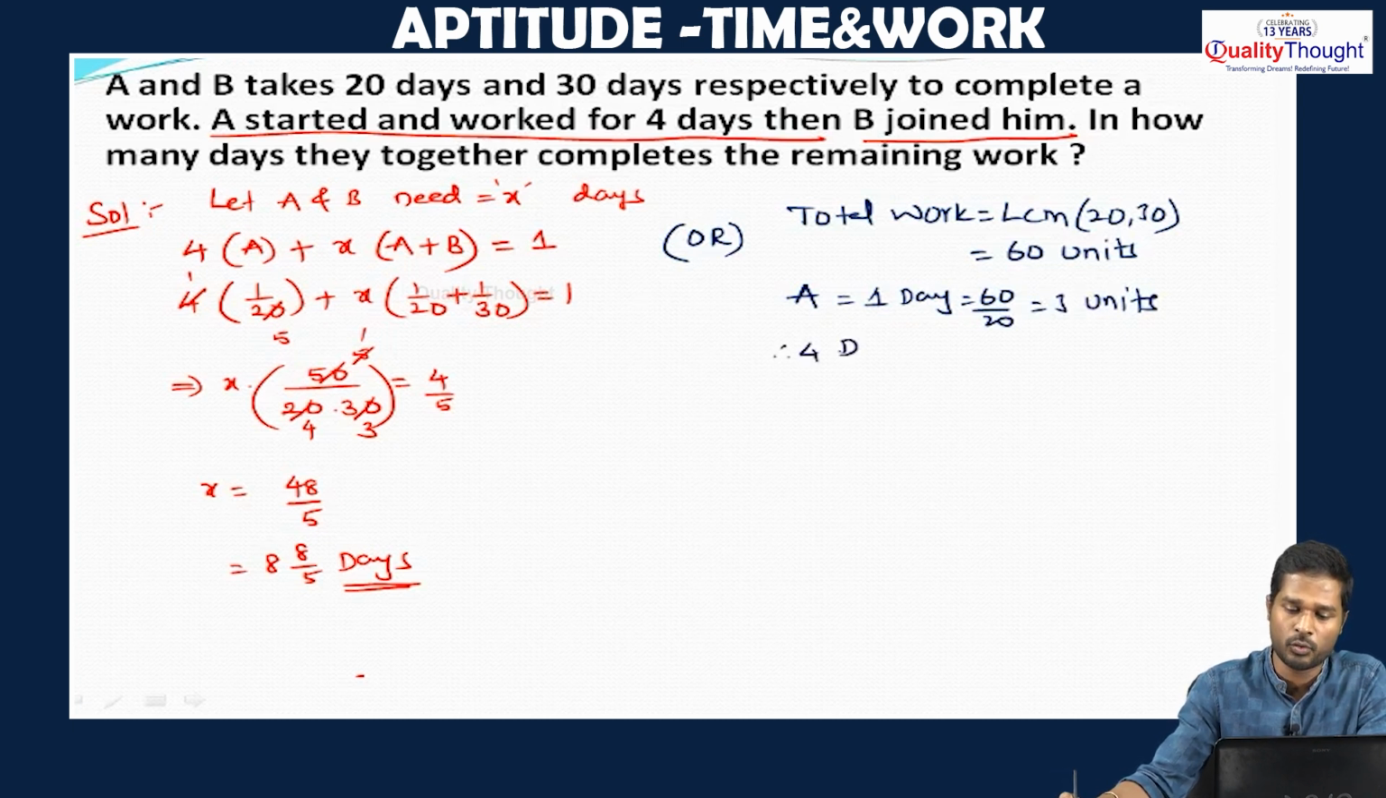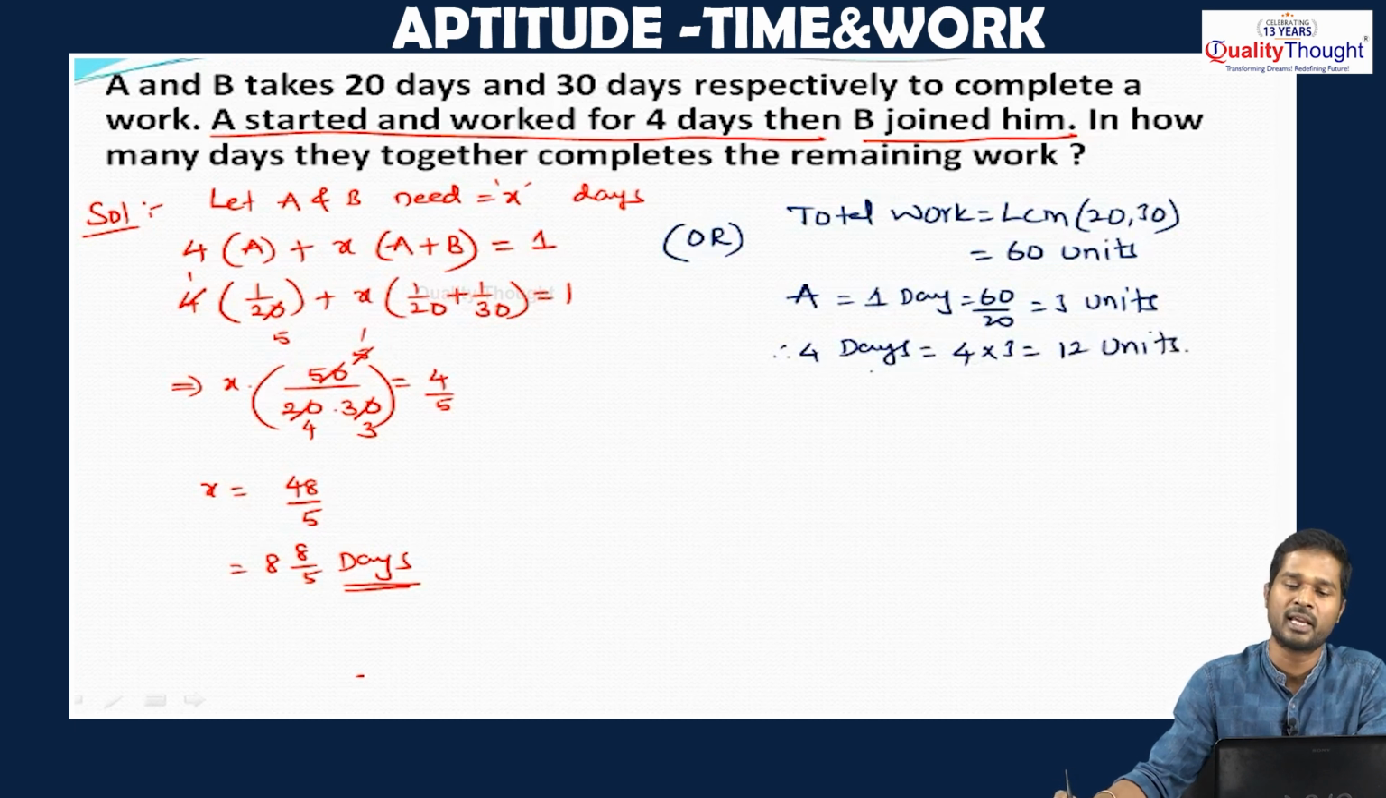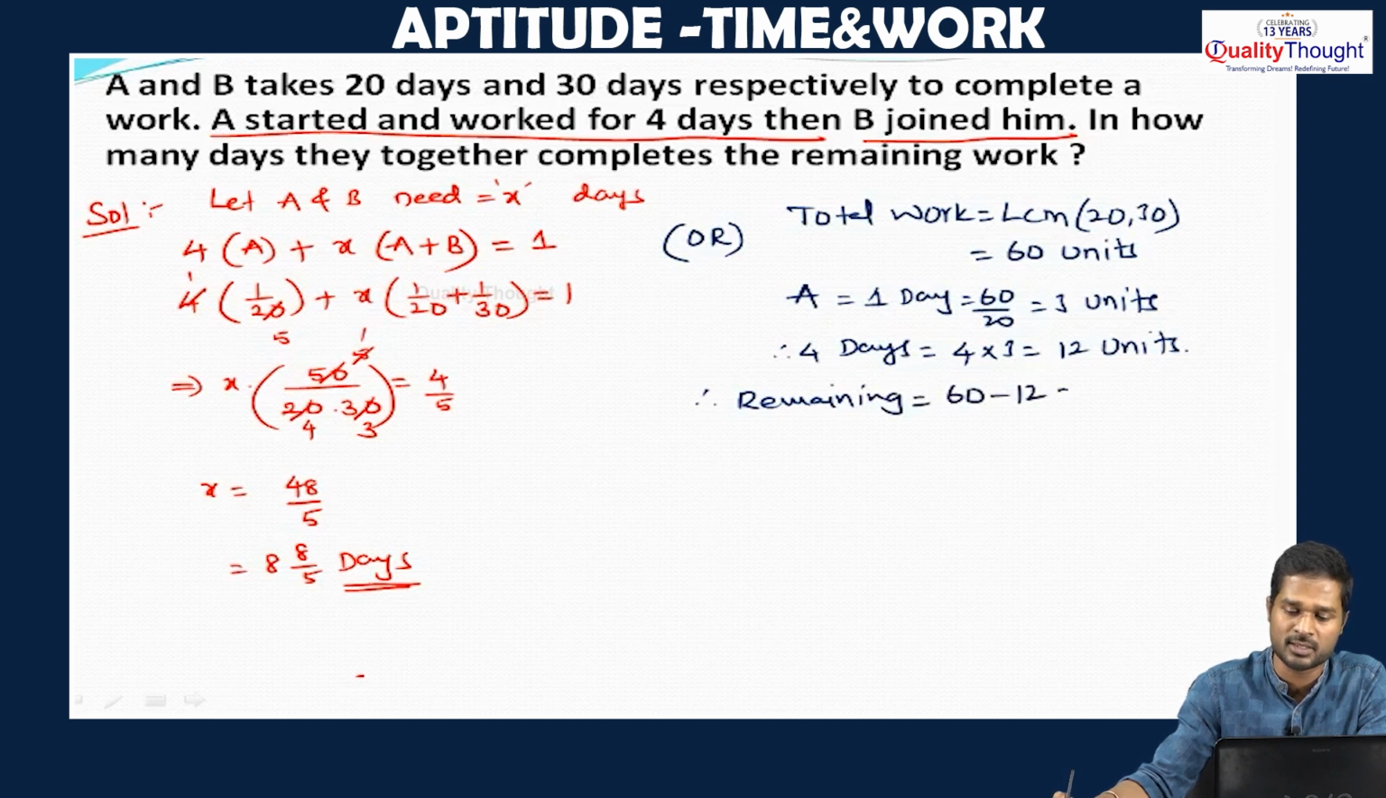Therefore, in 4 days what is the work he has done? Every day 3 units, 4 days means 4 into 3, that is 12 units of work he has completed out of 60 units. Now what is the remaining work? The total is 60 units, of which 12 units are completed, so still 48 units of work are left.